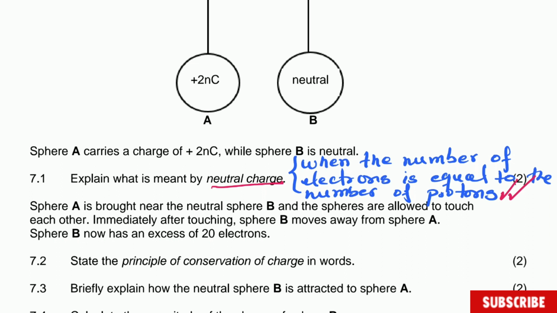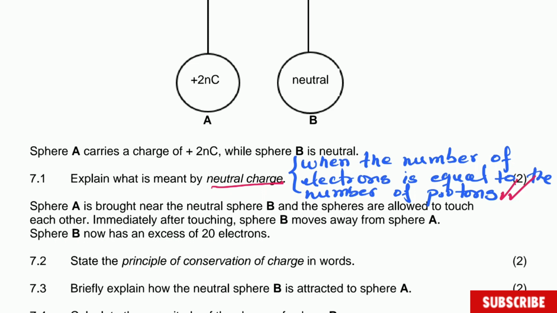The next question says sphere A is brought near neutral sphere B and the spheres are allowed to touch. So they are going to touch each other. Immediately after touching, sphere B moves away from sphere A. Sphere B now has an excess of 20 electrons, so it has 20 extra electrons than protons. And question 7.2: state the principle of conservation of charge in words.